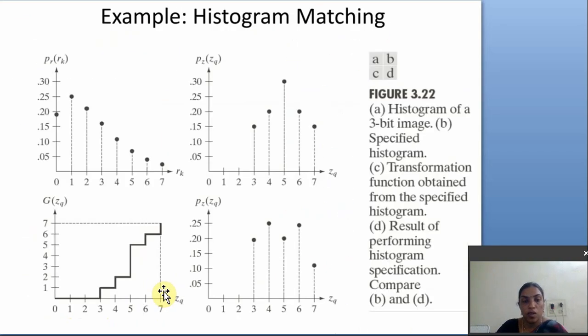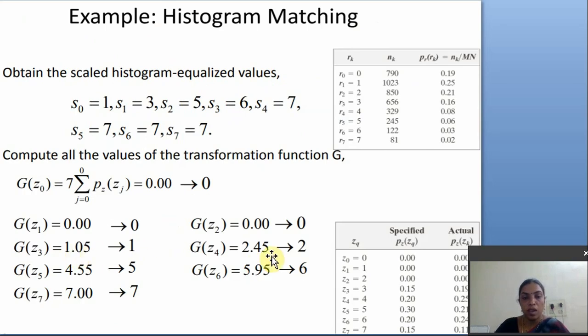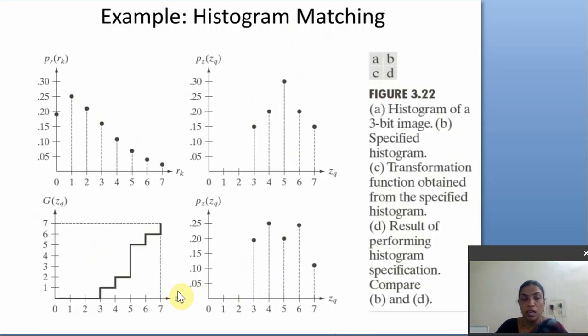Okay, see here 1, 2, 5, 6, 7, rounding of values. Otherwise, you may take like this. Okay, actual values 1.05, 2.45, 4.55, 5.95, 7. With this information, you just draw the transformation function between ZQ and G of ZQ. Okay, so this is the one.